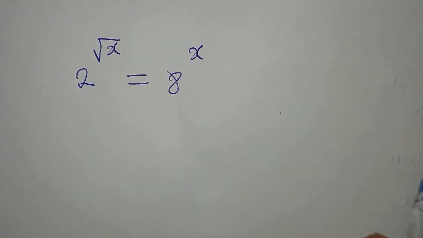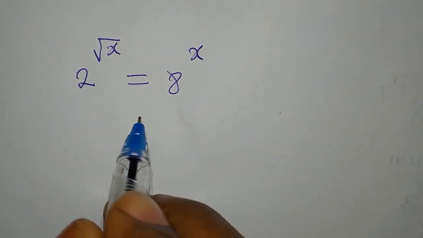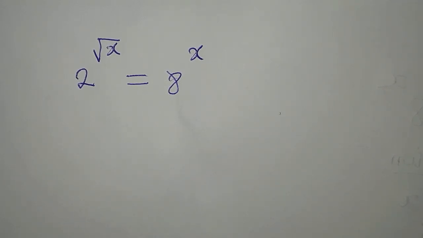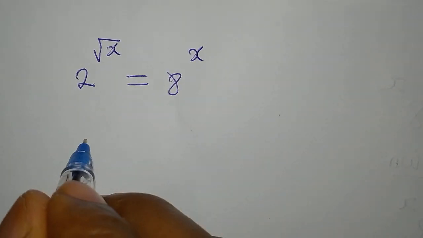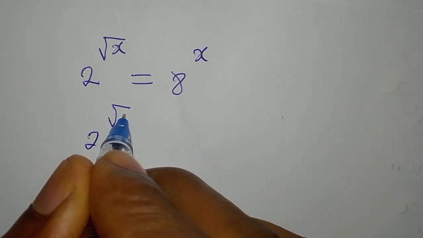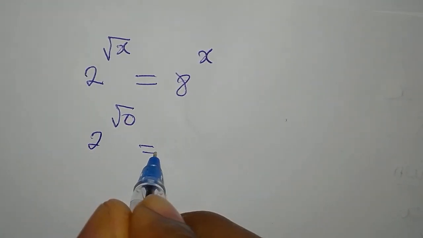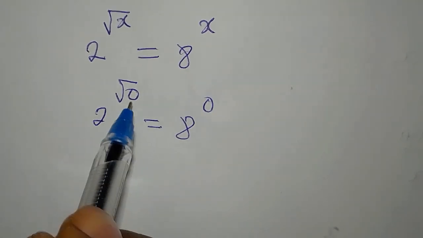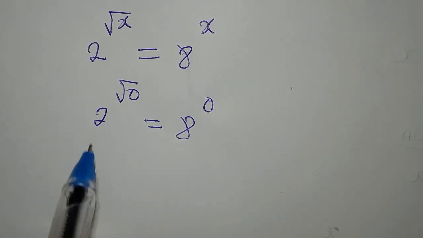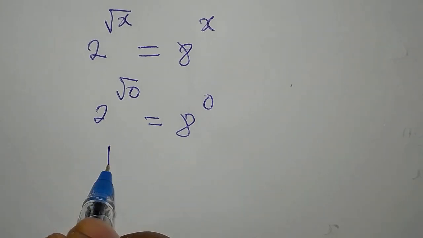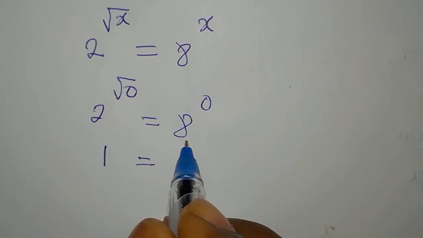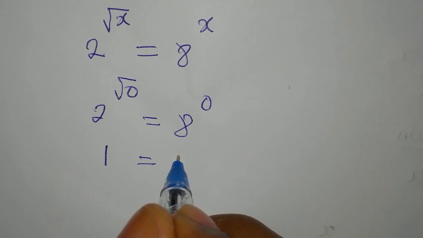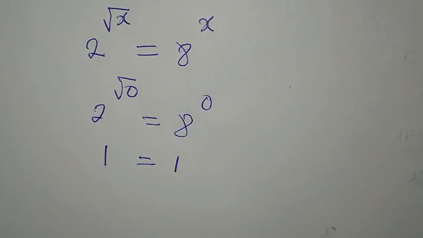Okay, so the values of x, we have x to be 0 or 1 over 9, right? So I'm going to put 0 right there. So we have 2 to the power of root 0. That should be equal to 8 to the power of 0, because square root of 0 is 0 and 2 to the power of 0 is 1. Then on the right, 8 to the power of 0 is still 1, because any number to the power of 0 is 1, just as we were taught in indices.